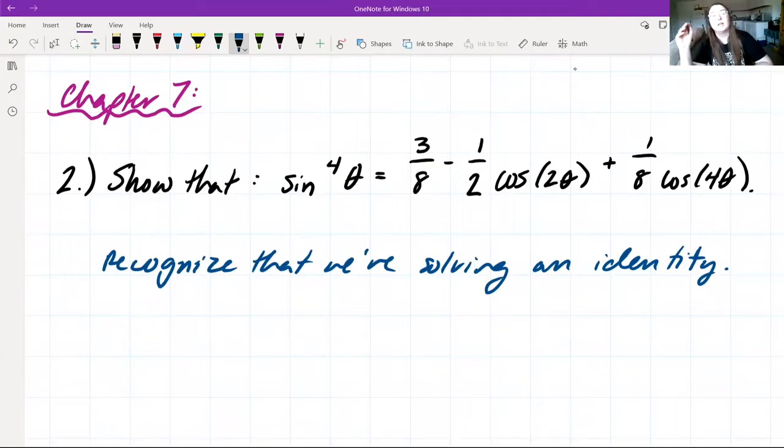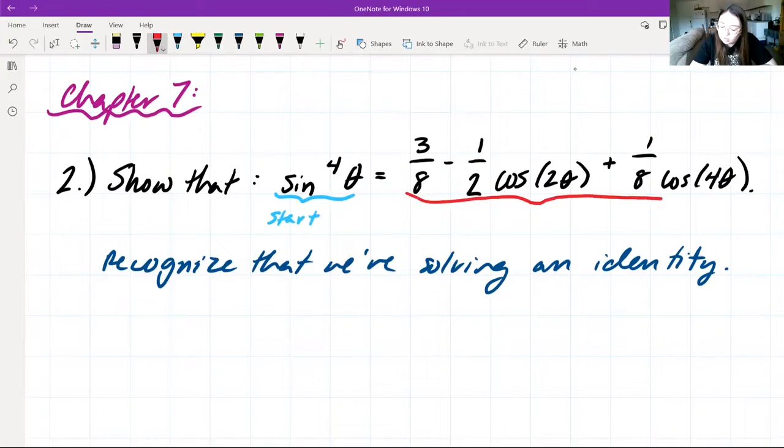Remember, when we're solving an identity, we want to pick a side to start, and our other side will be our goal. Normally, we pick the messier side to start and the simpler side to be where we end up. In this case, our messy side is so messy that it's easier to start on the simple side. So we're actually going to start at sine to the power of 4 theta, and our goal is going to be 3/8 minus 1/2 cosine of 2 theta plus 1/8 cosine of 4 theta.